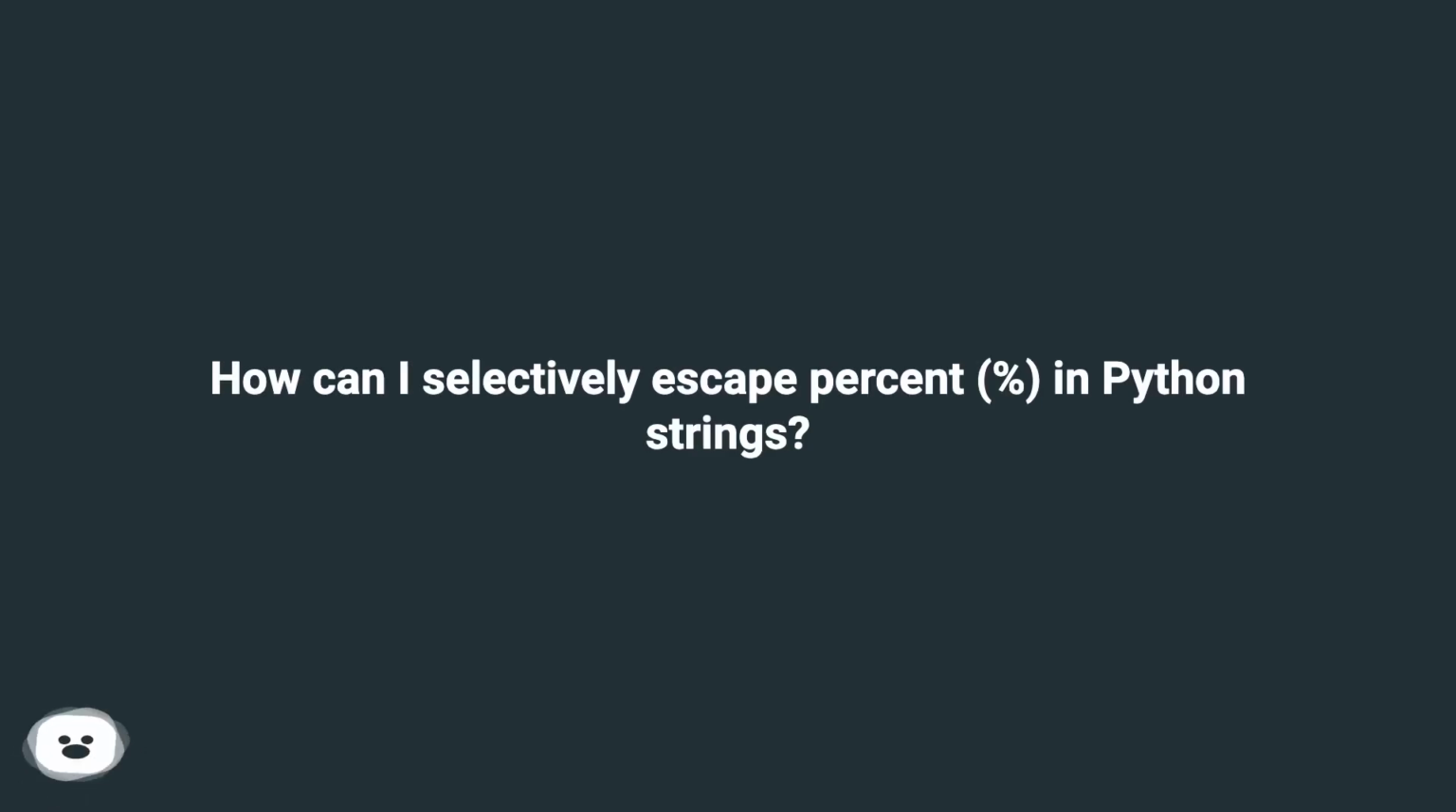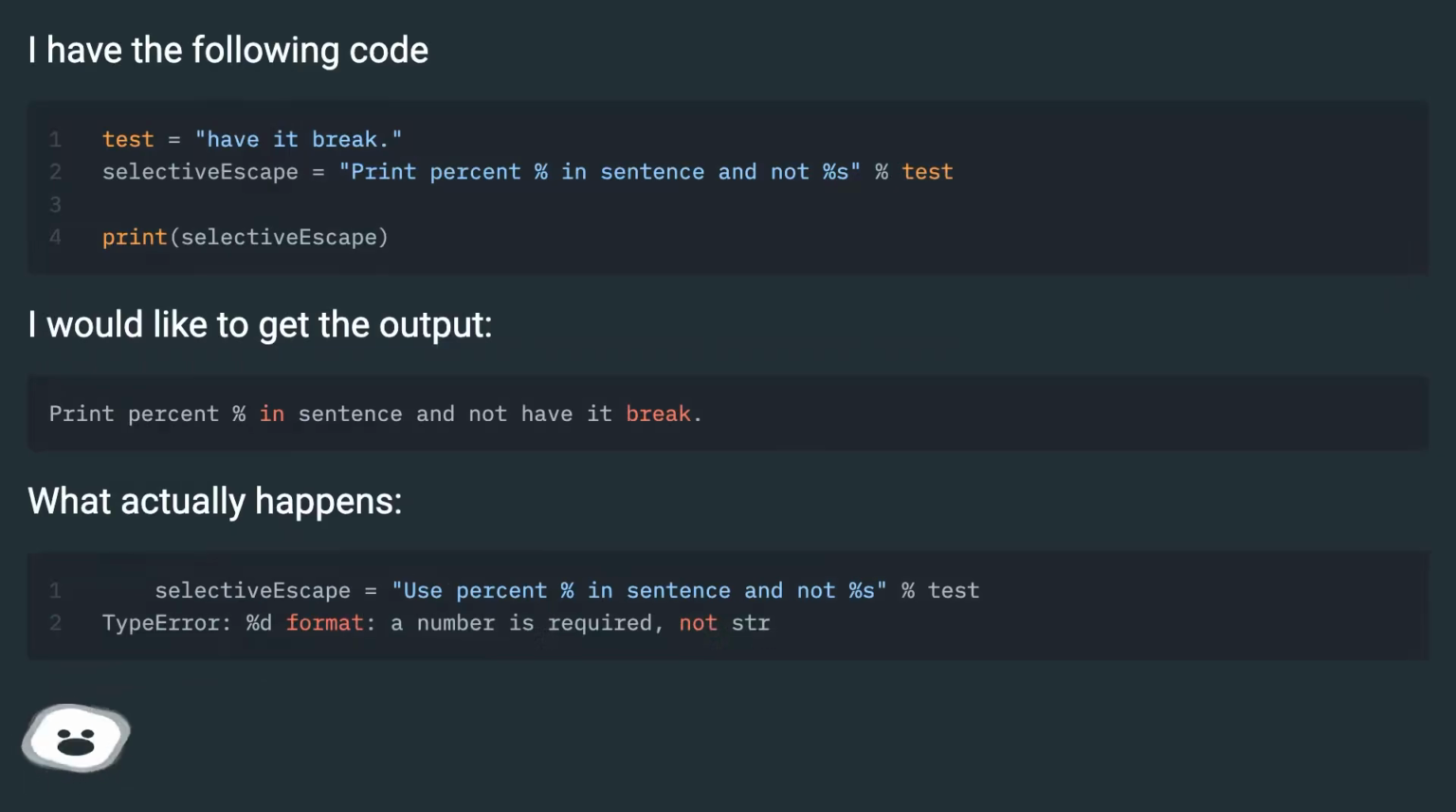How can I selectively escape percent symbol in Python strings? I have the following code. I would like to get the output. What actually happens?